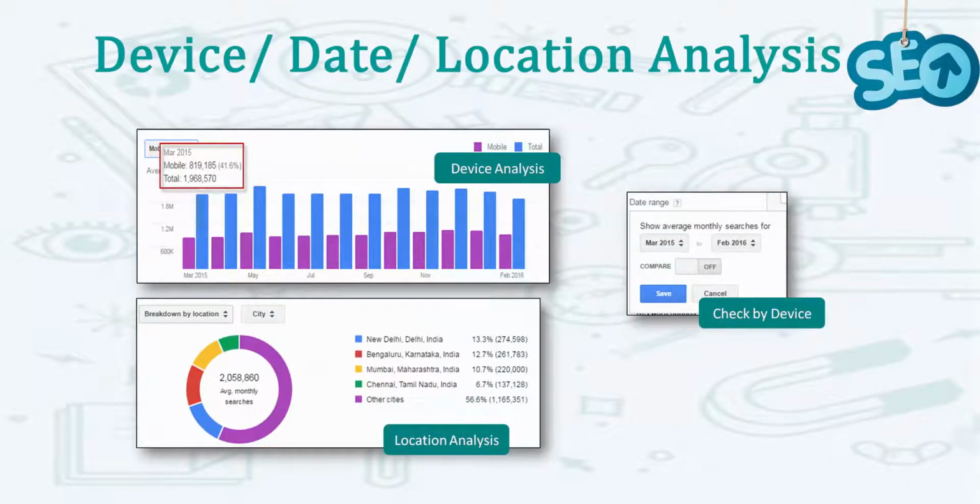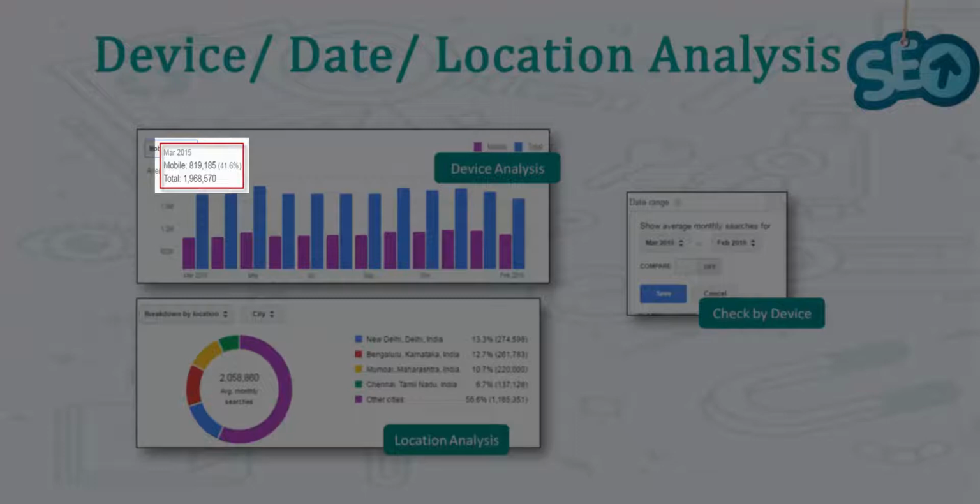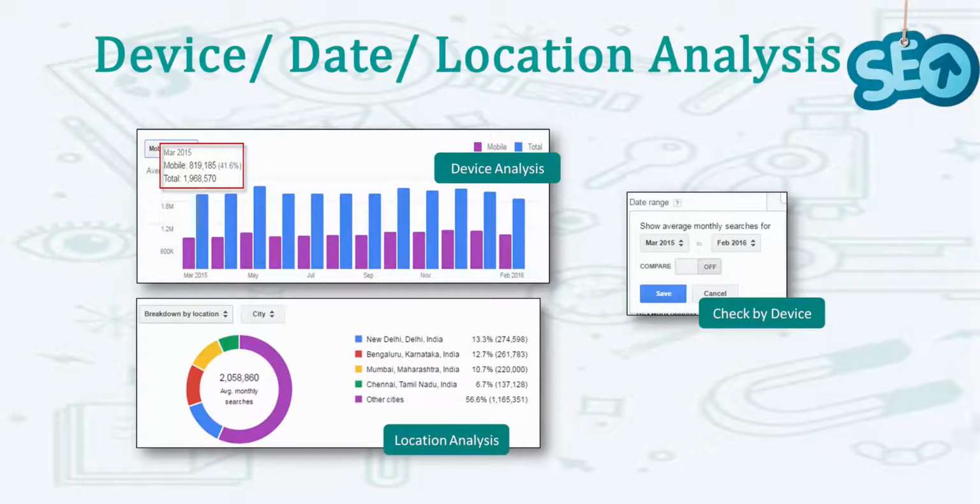What this tool also gives you is the device, the date and location analysis. So you need to understand what is the amount of searches being conducted through mobile, and what is the amount of searches being conducted through desktop. Total number of searches conducted for the set of keywords for the month of March 2015 was 19,68,570. Through mobile, it was 8,19,185, 41.6%.